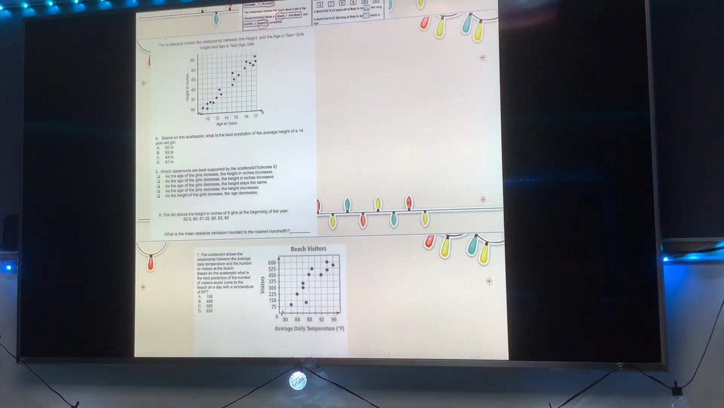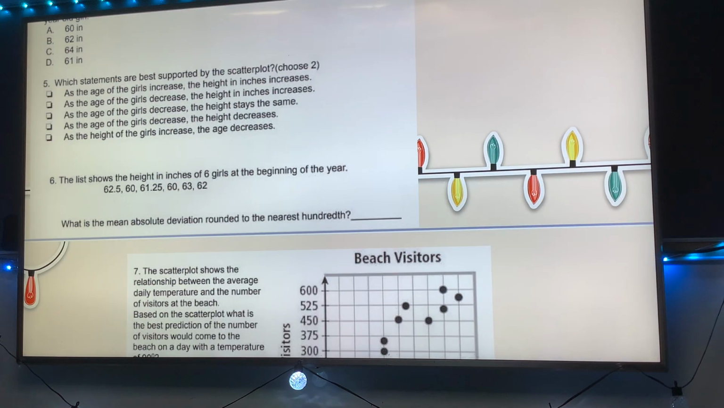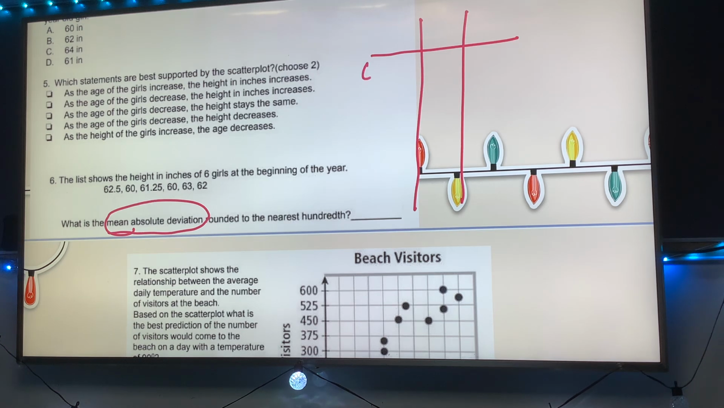Okay, let's go back to this one we skipped. And it says mean absolute deviation. This is just a review of MAD. So remember, you are going to make your 3 columns. We are going to write our numbers down. I want you to pause the video and add those up.